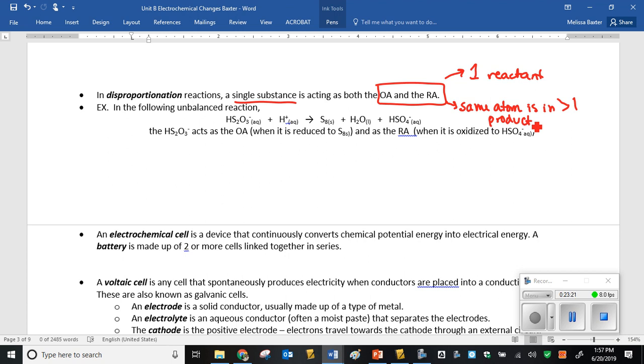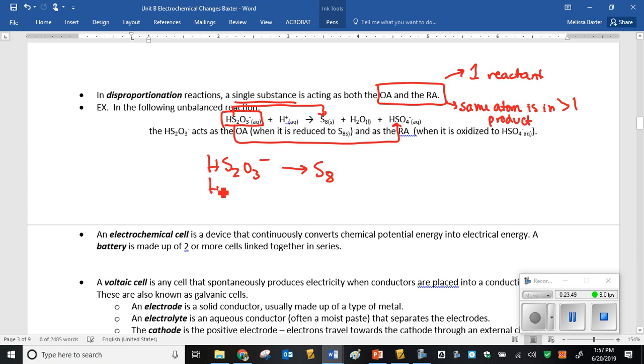So in this reaction, this one is the oxidizing agent because this sulfur gets reduced to S8, but also oxidized to HSO4. If you were going to try to balance a disproportionation reaction using the half reactions method, which a lot of people prefer, the best solution would be to write your oxidizing and reducing agent twice, once in each of the reactions.